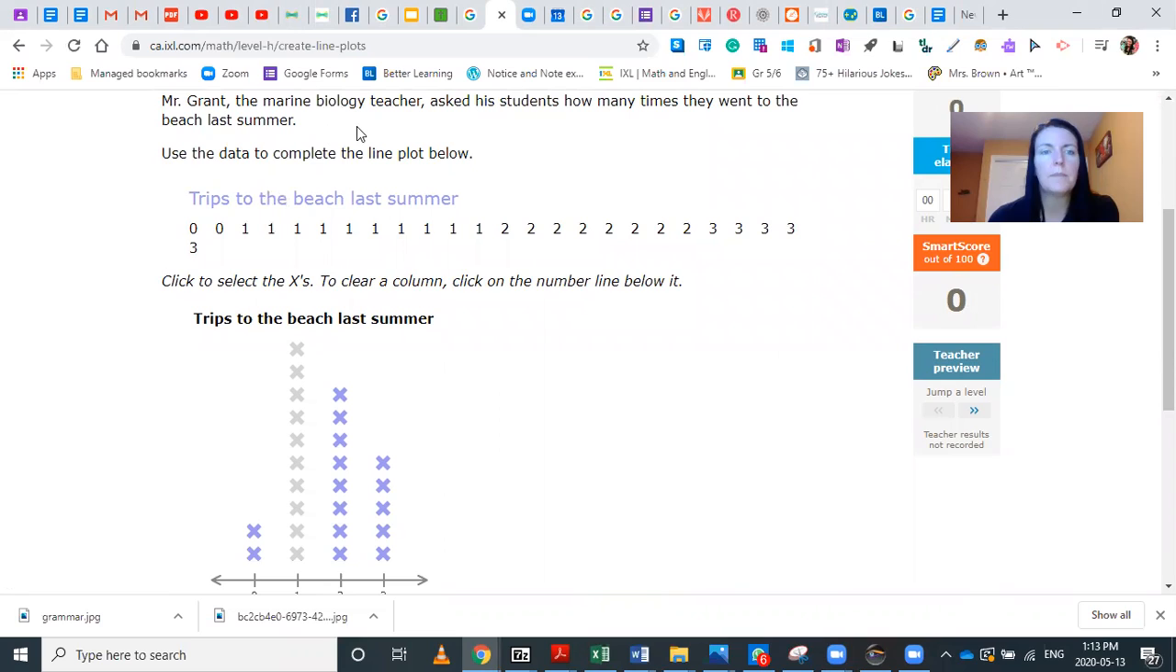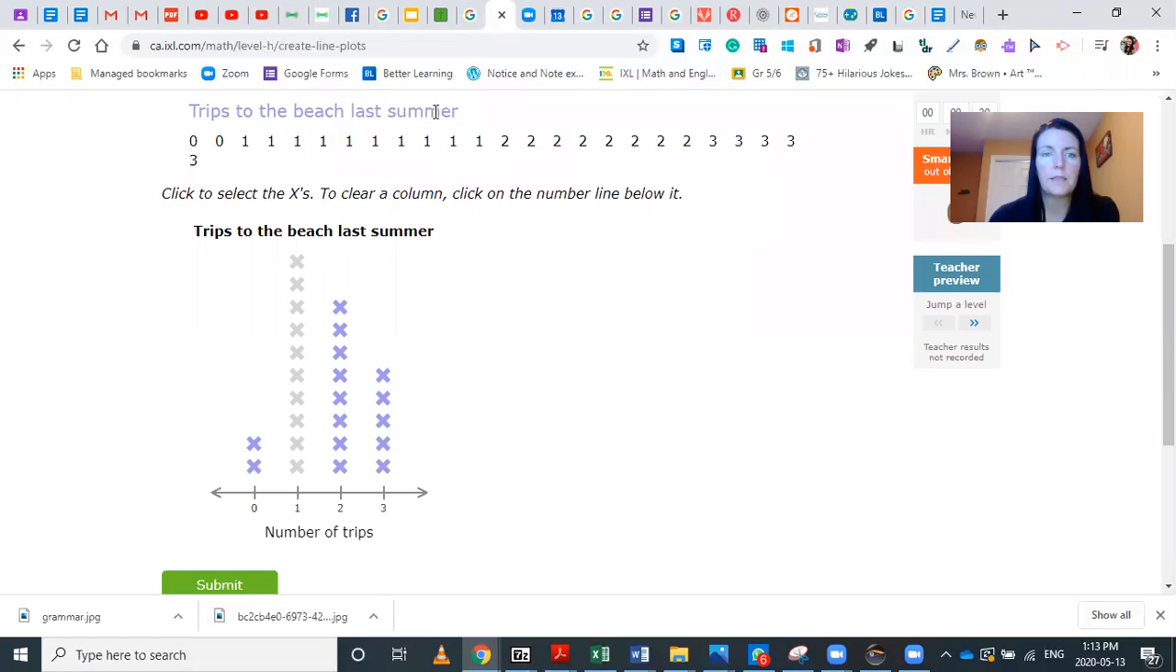Mr. Grant, the marine biology teacher, asked his students how many times they went to the beach last summer. Use the data to complete the line plot below. So trips to the beach last summer, 0, 0. These are all the replies from the students, right? Quite a few only went once, a few went twice, and several went 3 times. 2 students did not go at all, 0.